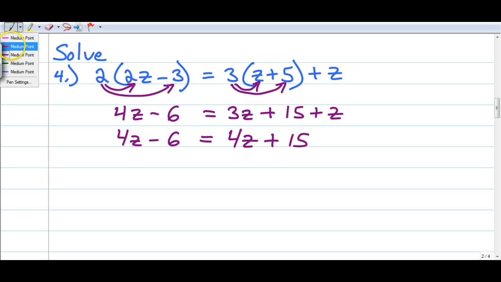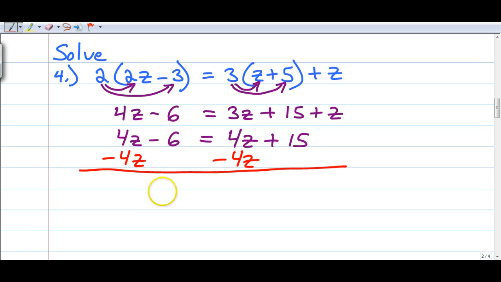All right, next we want to look at moving our constants with our variables. I have a 4z and a 4z. It doesn't matter which way I move this problem. I'm going to run into a situation where my term with the variable is going to completely cancel. Let's look at it this way. If I subtract the 4z off of the right side, then I have to subtract the 4z off the left as well.